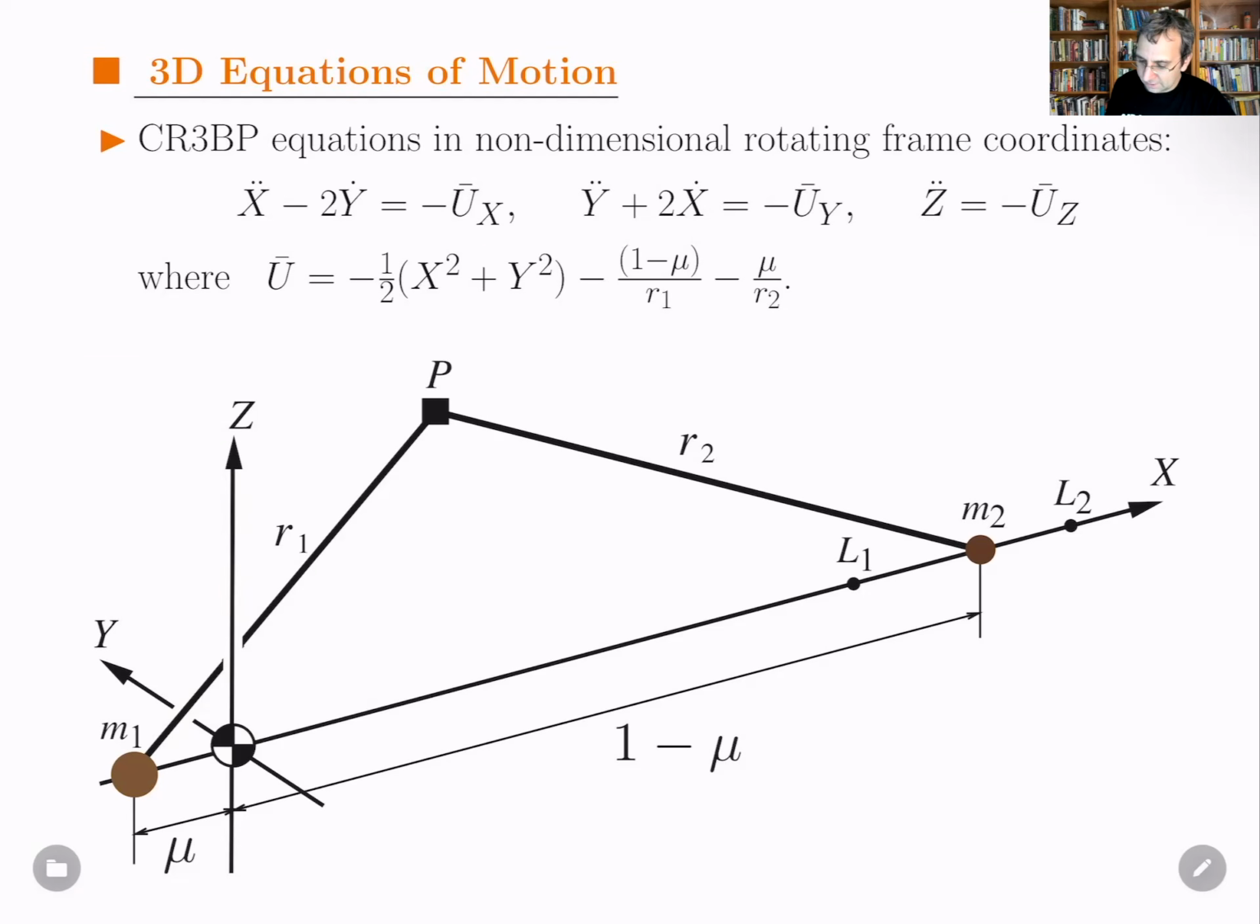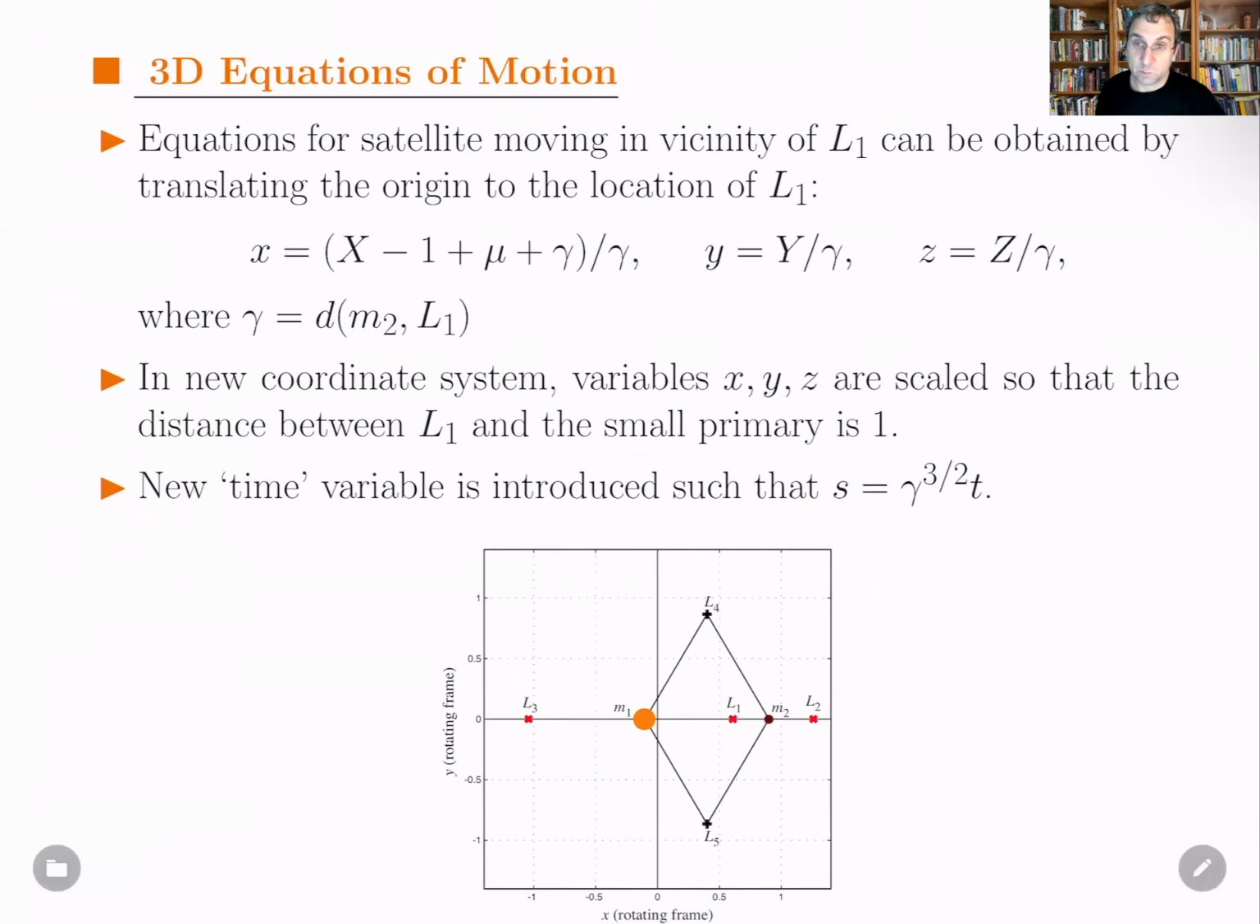So for doing calculations around L1 or L2, we now want to be more careful and do it in a way where we can look at terms beyond just linear. Let's say, for example, we want to look at the equations for a satellite in the vicinity of L1. So we're going to translate the origin to L1, and we're also going to scale things so that a distance of 1 now corresponds to the distance between L1 and the nearest primary mass, which is M2. So we are rescaling.